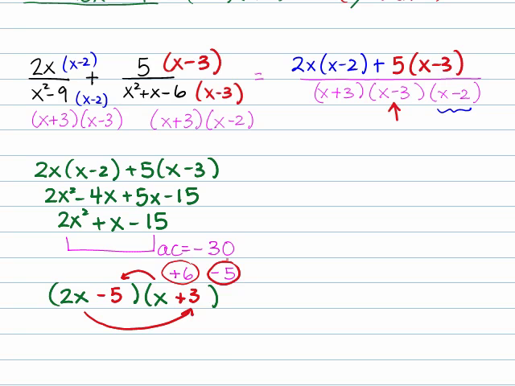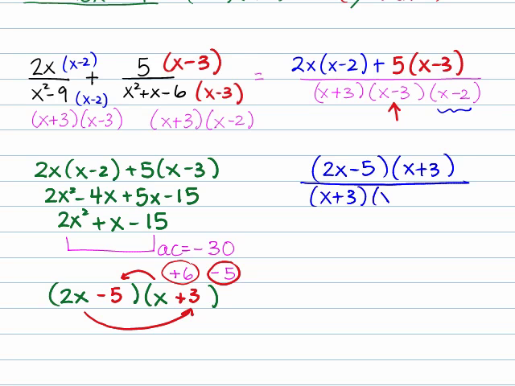So the factorization of the numerator is (2x - 5)(x + 3). The denominator was (x + 3)(x - 3)(x - 2). There is a common factor. That common factor is x + 3. That can be simplified. Therefore, the simplified form of the sum of the two fractions is (2x - 5) over (x - 3)(x - 2).